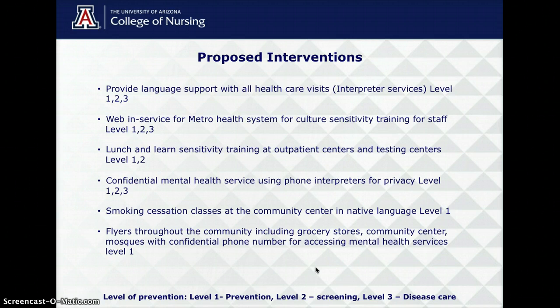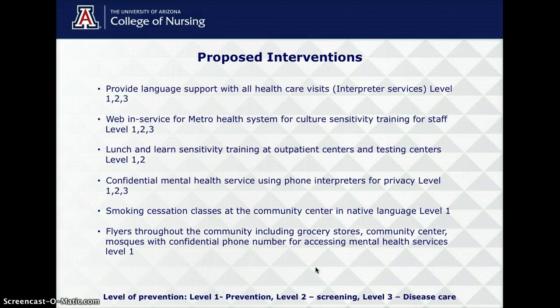There'd be confidential medical health services. We suggest using phone interpreters for privacy, as the community is very tight and they often don't want the negative stigma of mental health issues to be out in the community.